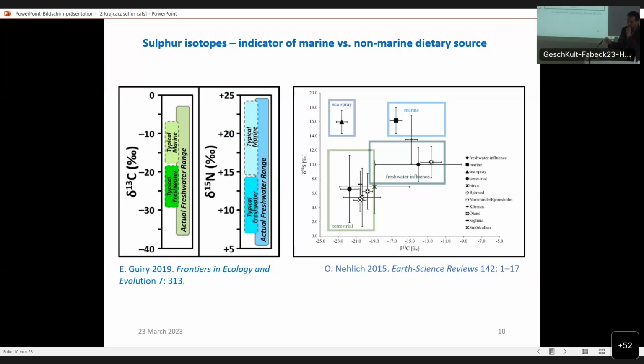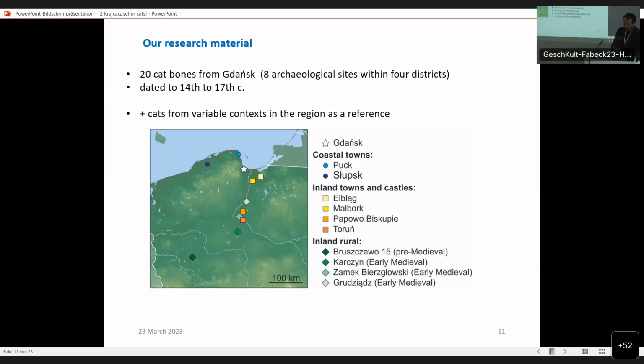So the question is whether that's the case in Gdańsk, that people in Gdańsk were specialized in fishing some particular fish, especially ones low in carbon. And because we know that sulfur can discriminate between marine and non-marine resources, we decided to run sulfur. So we took our 20 cats from Gdańsk and ran sulfur for them. We also added some other sites from the region to have context for these cats from Gdańsk.